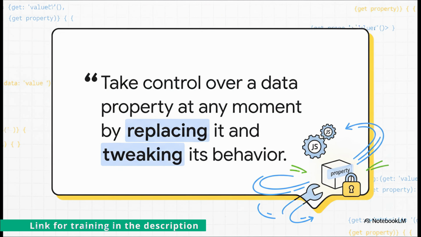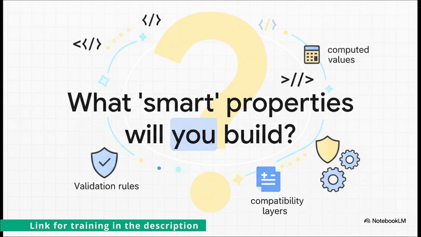You know, this quote from the source material really just nails it. The true power here is flexibility. You can start with a totally normal, simple data property, and then, at any time in the future, you can seamlessly swap it out for a getter and setter to add new logic, all without breaking anything that was already using it. Look, this isn't just some niche trick. It's a fundamental tool for writing JavaScript that's more robust and way easier to maintain.